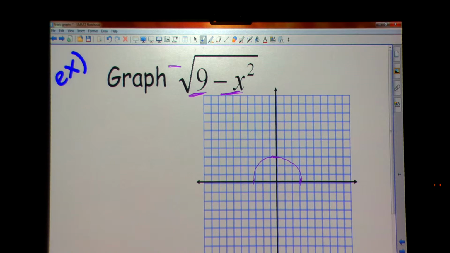If this was negative, that's the reflection. That would be the bottom half, but we don't have that in this problem. And of course I could add and shift it up, all that good stuff. We could reflect it. So that's a good one. Easy points right there if you remember semicircle.